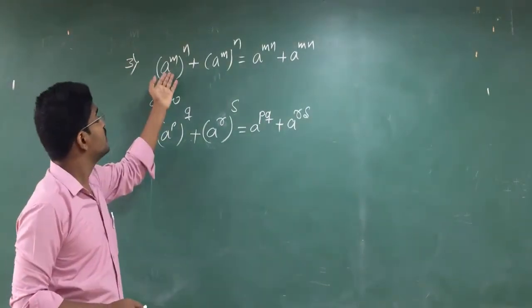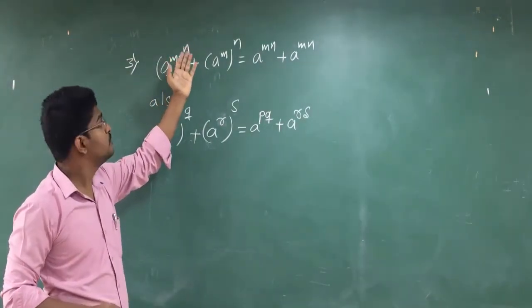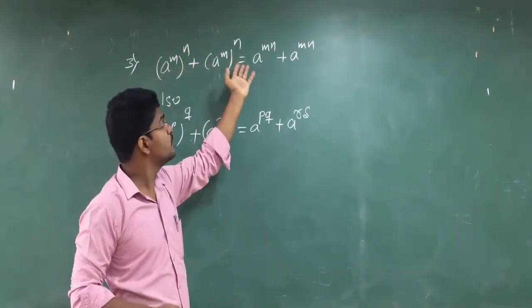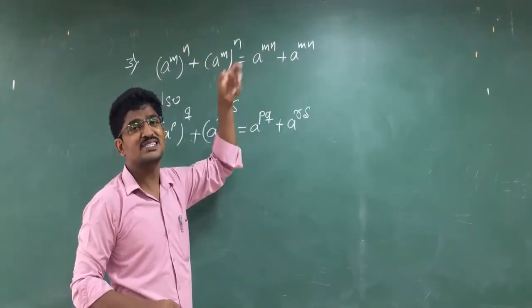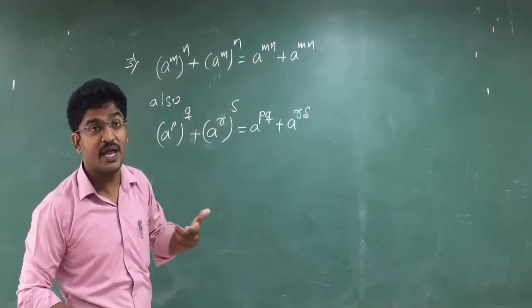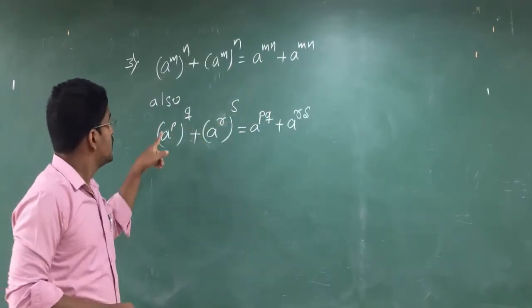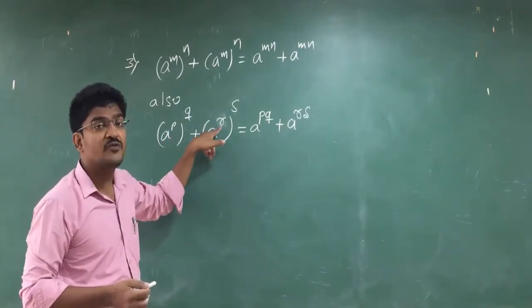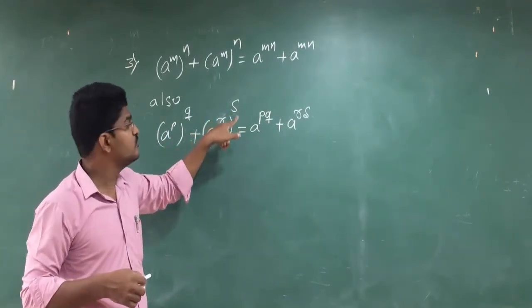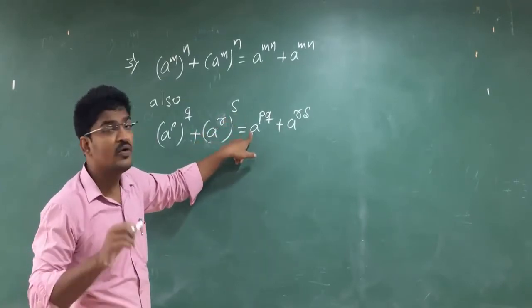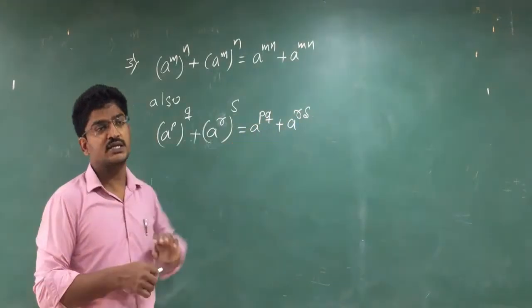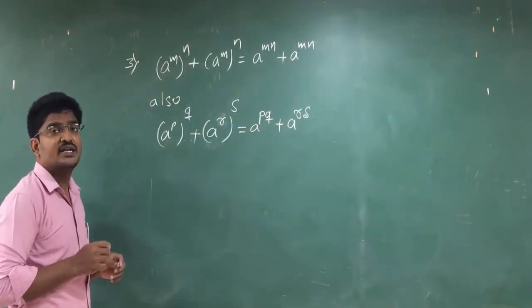So (a^m)^n plus (a^m)^n is equal to a^(mn) plus a^(mn), that is equal to 2 times a^(mn), and also (a^p)^q plus (a^r)^s will be equal to a^(pq) plus a^(rs). Clear, students? So this is the third fundamental rule.